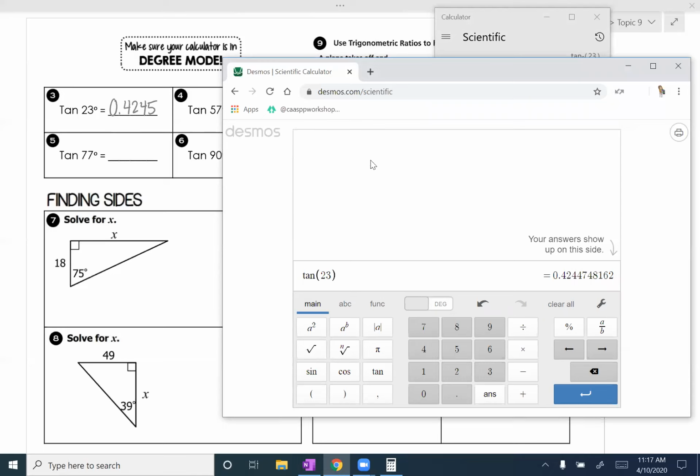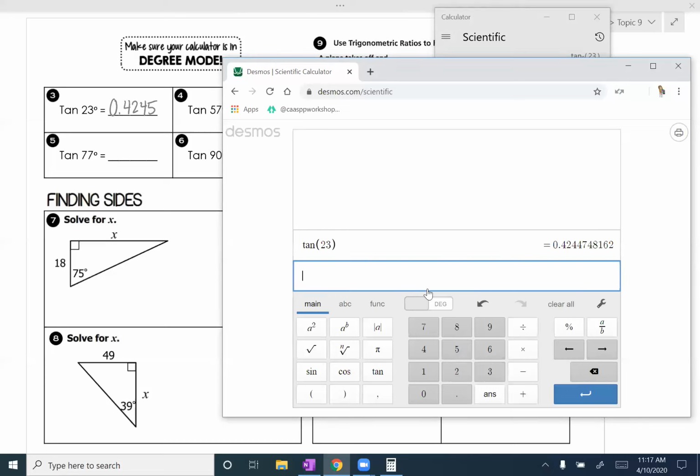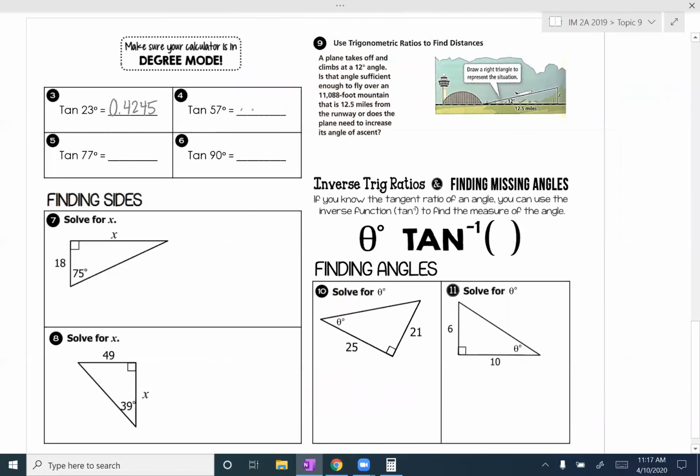Okay, so next one, we're going to be doing tangent of 57. So if I type tangent of 57, whoops, I did tangent twice, sorry. That gives us 1.5398, and then we have a 6 after that. So that means that we want to round up. So this one is 1.5399.